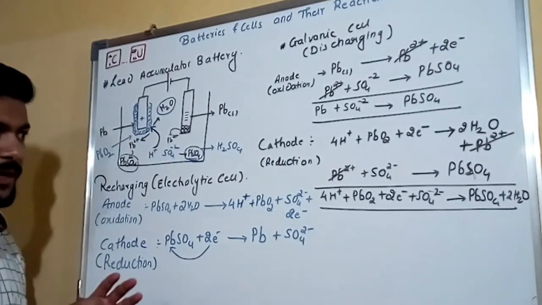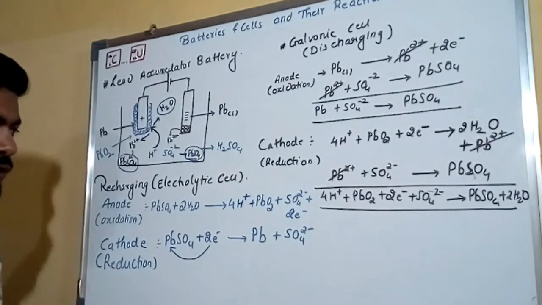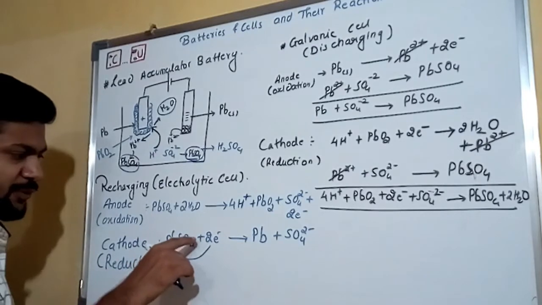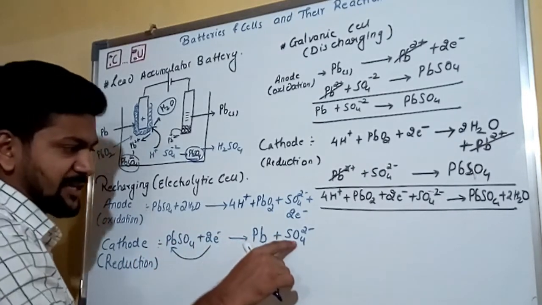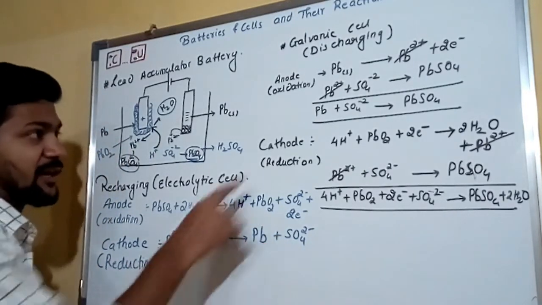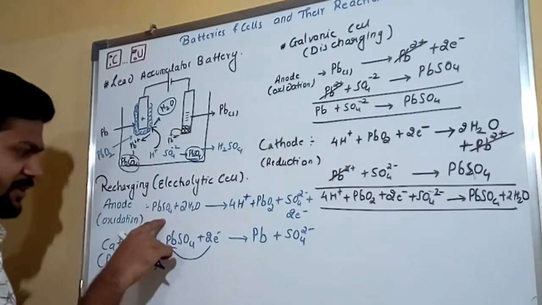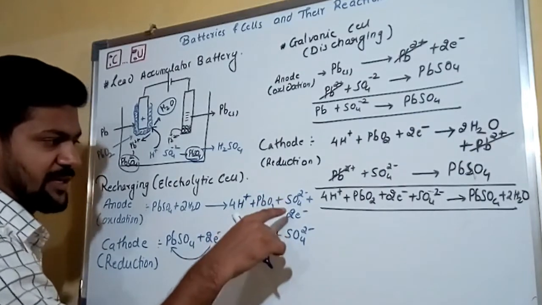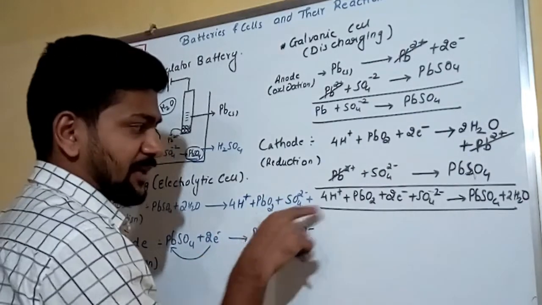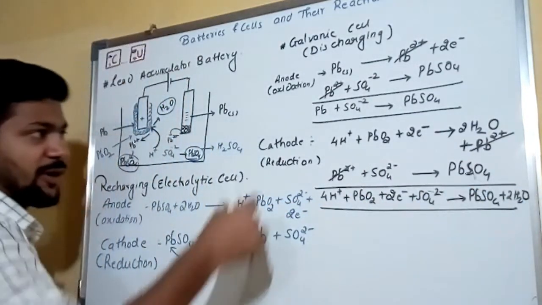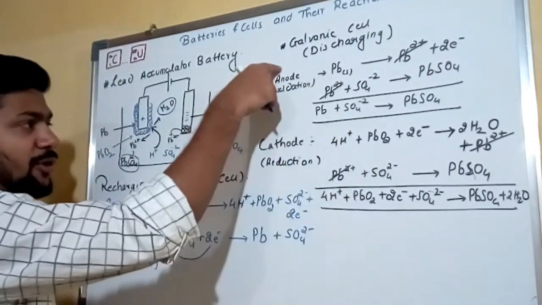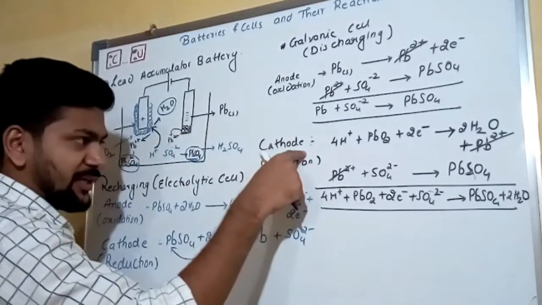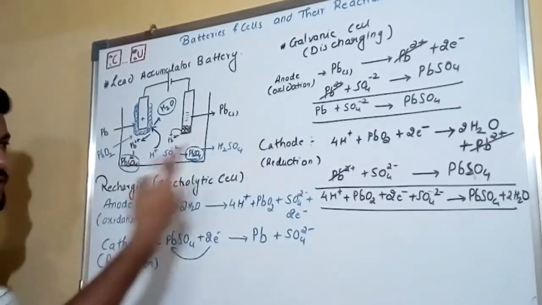So in short, what will be the overall reaction? If you look carefully, PbSO4 plus 2 electrons giving you Pb plus SO4 2-, and it is simply the reverse of the earlier reaction. Likewise, PbSO4 plus 2 water giving you 4H+, PbO2, SO4 2- and 2 electrons is simply the reverse of that reaction. So if you remember the anode reaction over here, you can simply remember the cathode reaction over here, and vice versa. They are simply reverse.